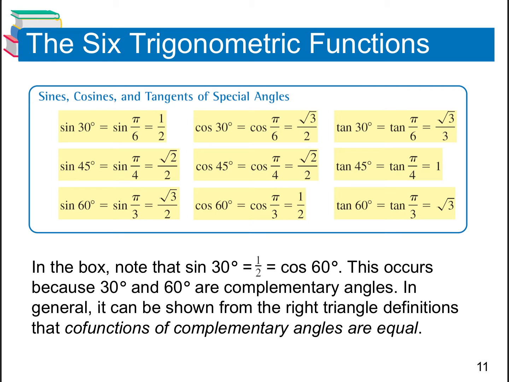This next slide shows our six trig functions, the sine, cosine, and tangent of our special angles, our 30-60-90s and our 45-45-90s, all around the unit circle. So if you guys notice, the sine of 30, which is pi over 6, is 1/2. That's the y value of the ordered pair. Your cosine of 30, pi over 6, is root 3 over 2, which is the x value of the ordered pair at 30 degrees. Your tangent of 30, which is pi over 6, is root 3 over 3, which is the same as your y value over your x value.